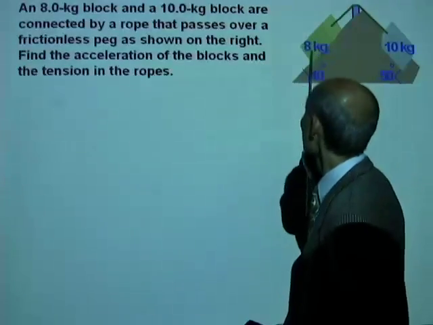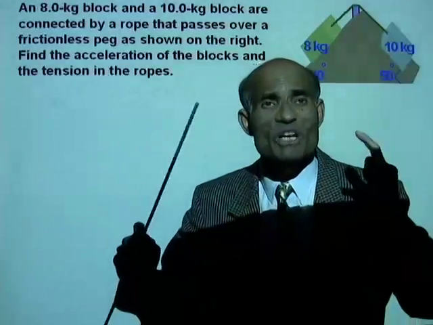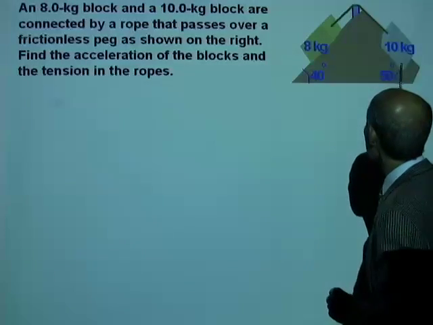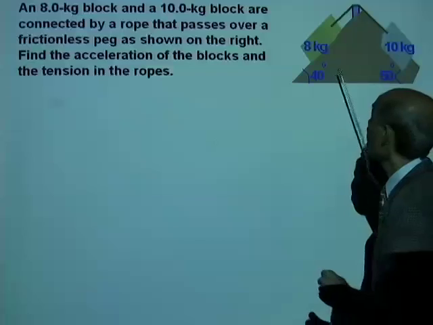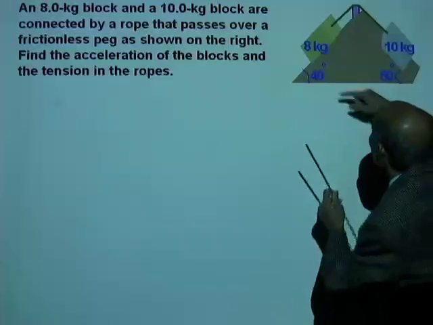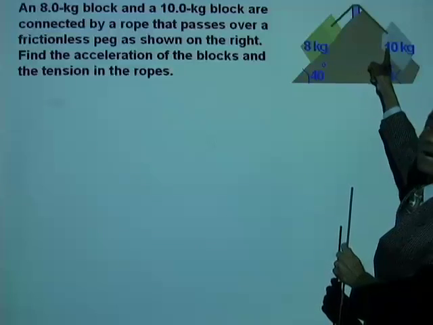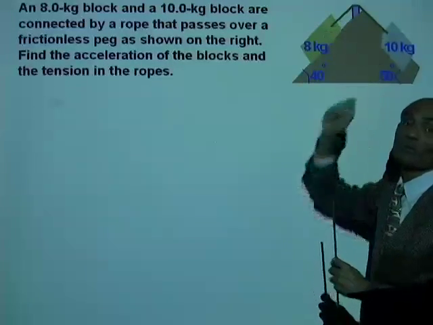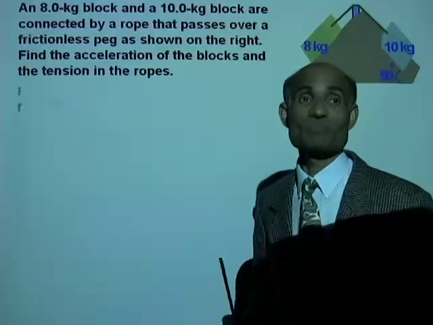Alright, let's start with this 8 kilogram. Tell me, what do you think is the direction in which the system is going to move? This is a 10 kilogram at 50 degrees. This is an 8 kilogram at 40 degrees. So you would assume that the system moves like this. The 10 kilogram moves down and the 8 kilogram moves up. Well, that is a guideline to write our equations.